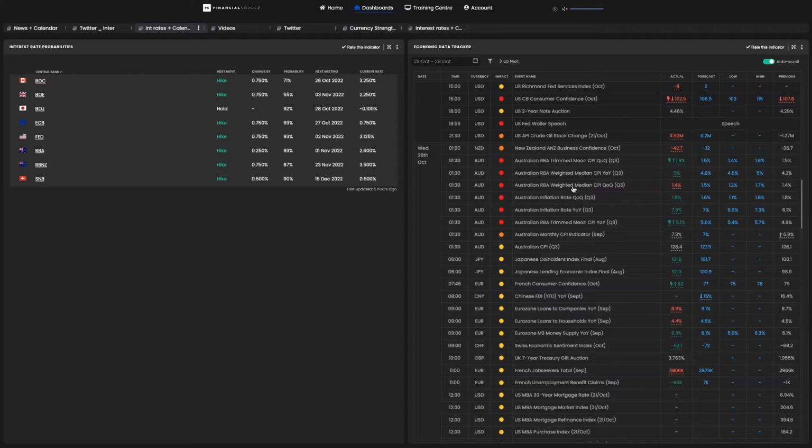So if we see a hike by 50 or 25 basis points from the Bank of Canada, if they indicate that the terminal rate, the maximum rate for next year, is going to be sort of lower, then you expect Australian dollar CAD upside.